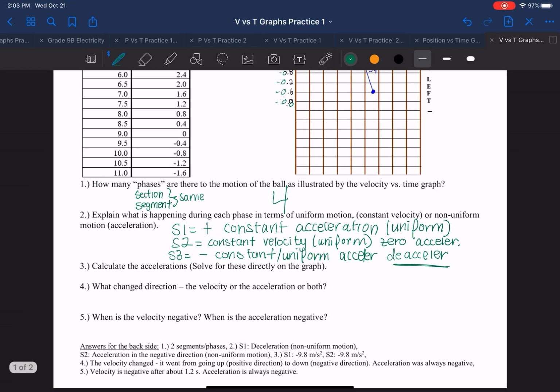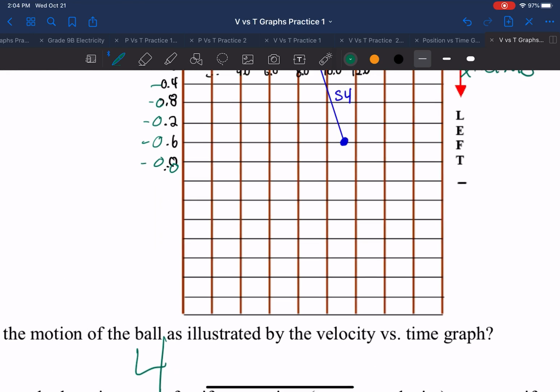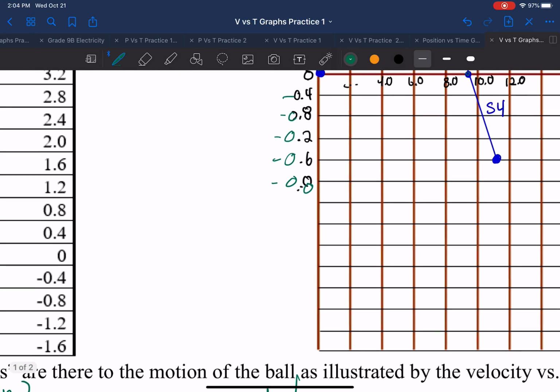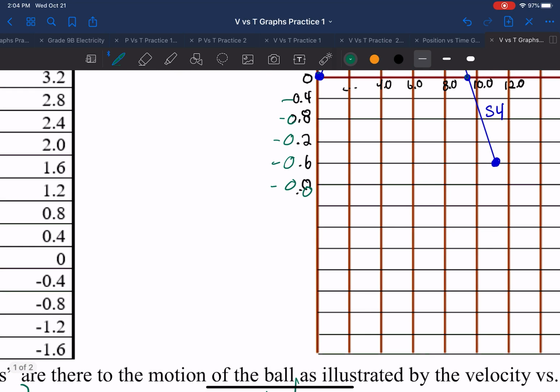And now we're going to do question 3, calculate the accelerations. Solve for this directly on the graph, just meaning that they want you to put it in this space here. Usually I would prefer if you wrote your answers on a blank section of your paper so I can see the values better, but we'll just do it on the graph here because they want us to. But if you have space over here, write it over here so I can see clearly, which I'll do. I'll do S1 here, and then once I run out of room, I'll go into the graph here.